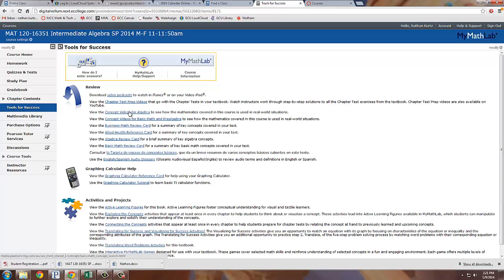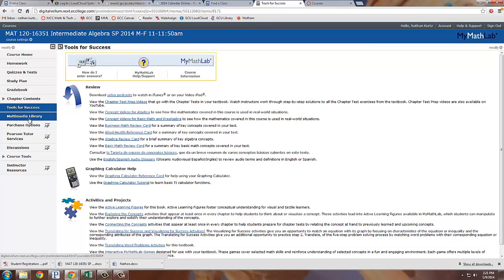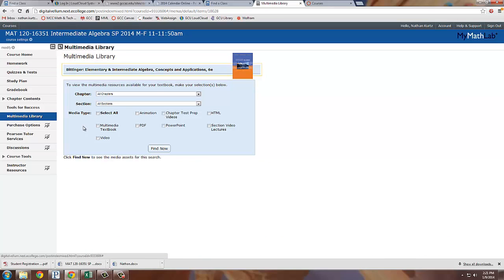There's some nice review cards if you forget how to do basic math and different types of things. Wonderful review cards, cheat cards that you can print up to study, help you out. There's some activities and projects you can do there. But if you miss a day, this is one of the best things you could do, is click on Multimedia Library. You should know what section we're covering based on the schedule on the syllabus.